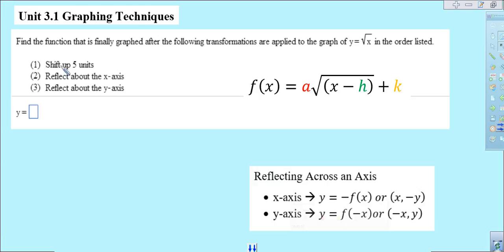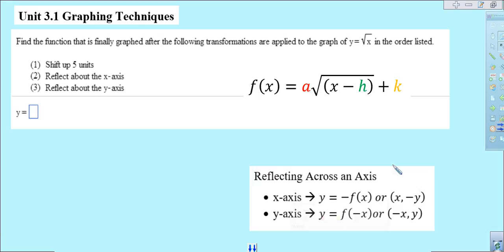So I take a look and I say to myself, okay, I want to create an equation that is shifted up 5 units. Can you hit pause here for a moment and create an equation that's shifted up 5 units? All right, so hopefully you're back.